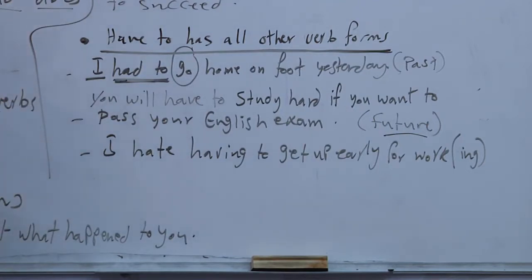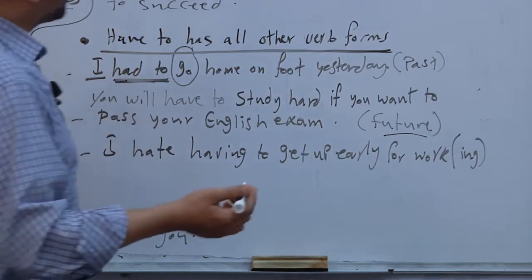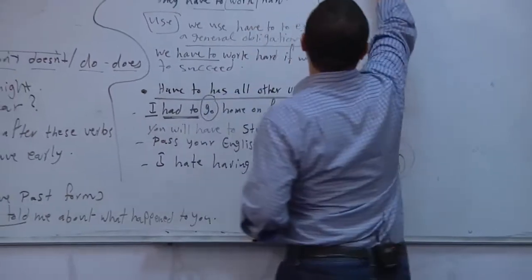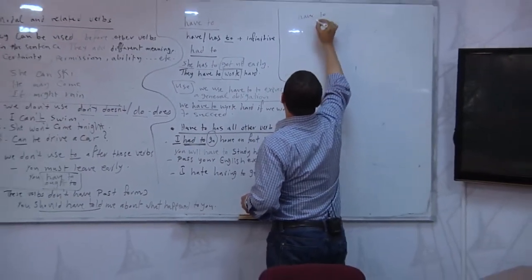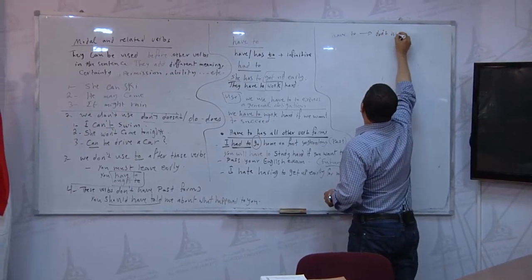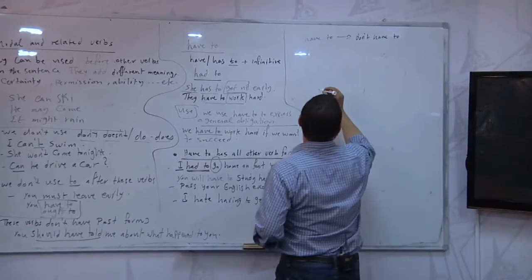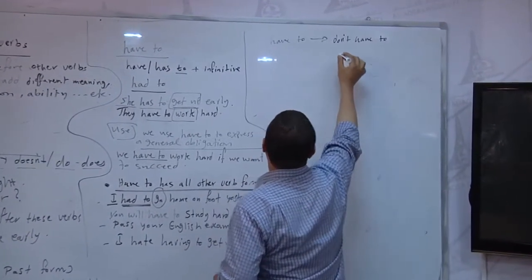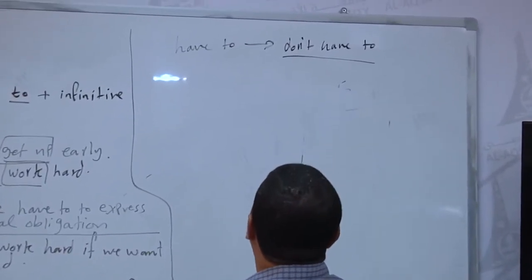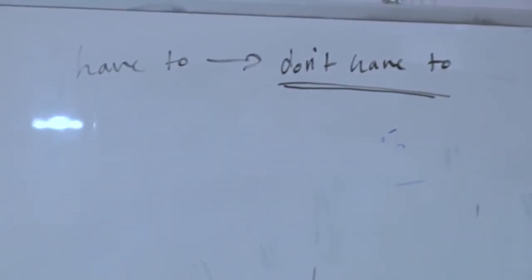Okay? So this is done for have to. What about the negative? What about the question? For example, let's talk about the negative form of have to. Have to, the negative is don't have to. Okay, it is don't have to, and it expresses the absence of obligation. We don't have an obligation.